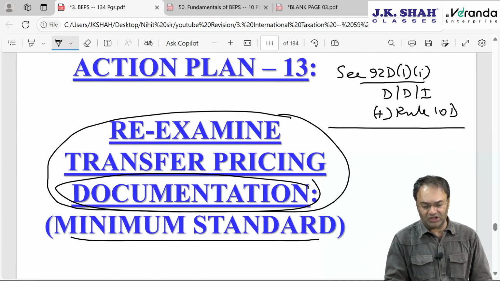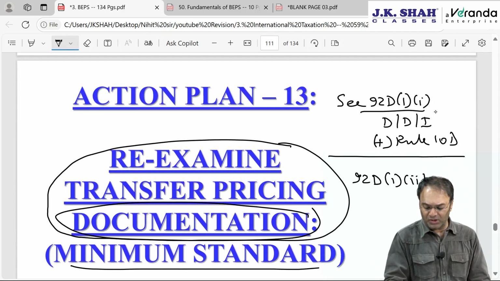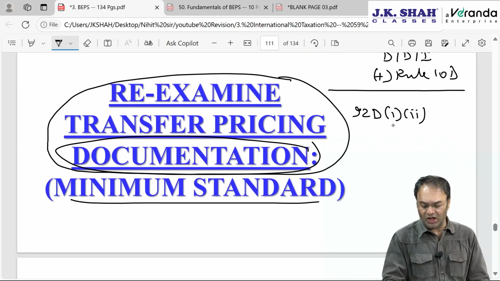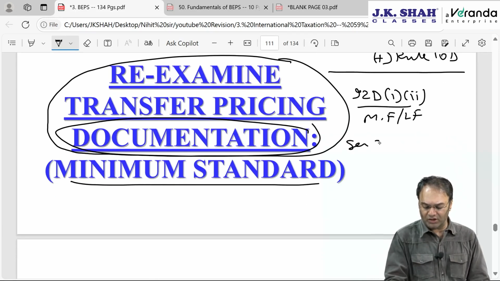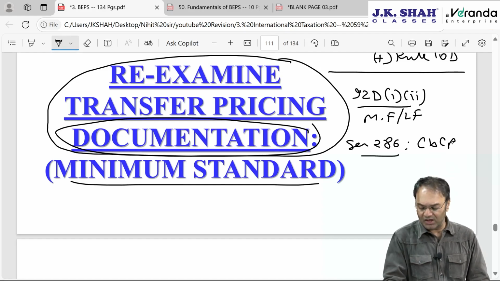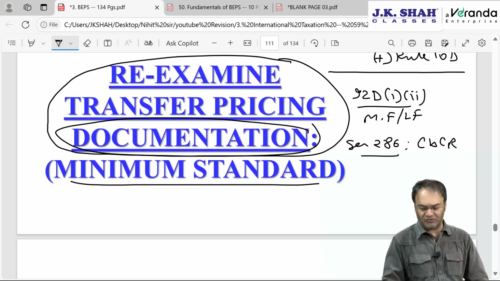Now, according to OECD, certain documents should be made mandatory, whereby two things were introduced: section 92D subsection 1 clause 2. Existing documents and information were converted into clause 1 of section 92D(1). A new concept was introduced, furnishing of master file and local file, and the government also introduced section 286 about country by country report, CBCR. What is it? We know pretty well. Who furnishes to whom, that also we know pretty well.